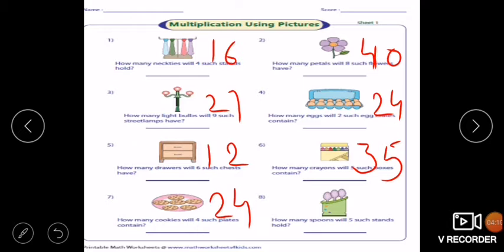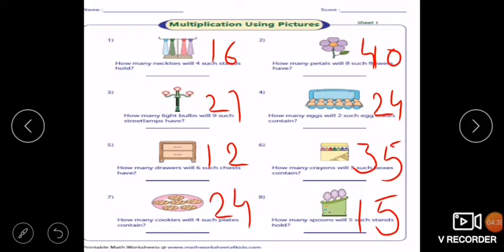How many spoons will 5 such stands hold? Now, in one stand, how many spoons are there? 1, 2, 3. So, in 5 stands, we have 5 multiply 3, that is 5 threes are 15. Quite simple exercise, quite simple worksheet. Verbally, you can do it. This will help you in your mental maths exercise.